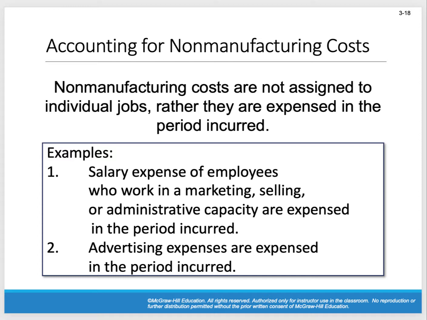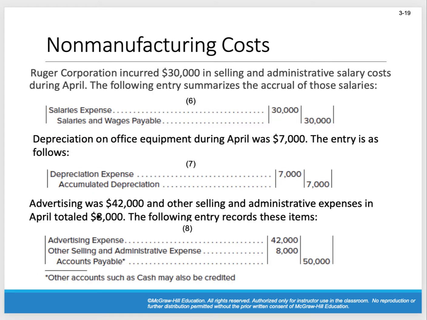Okay, things like salary expenses for marketing, selling, administrative costs, and any advertising expense that were incurred during the period. Those are the examples they gave us for this problem. How do we handle non-manufacturing? Well, it's very easy, right? If we have selling and administrative, no problem. We're going to debit salaries expense, credit salaries and wages payable.